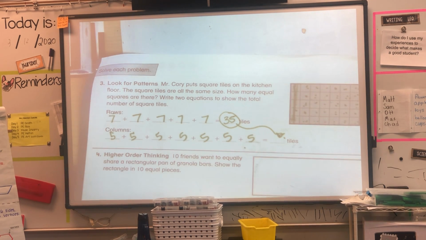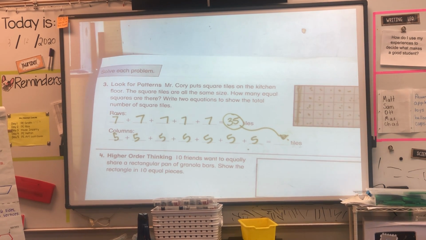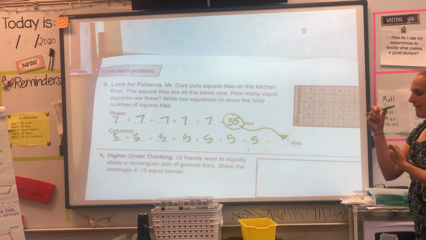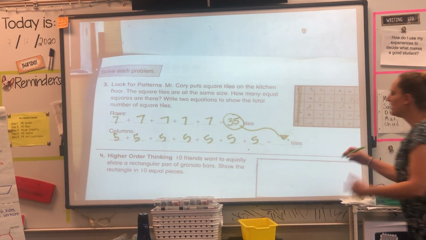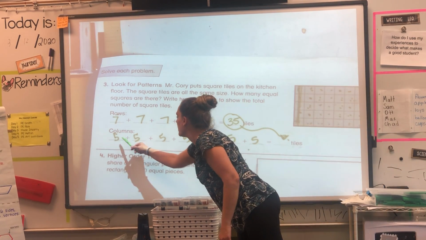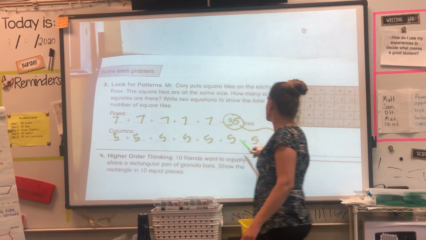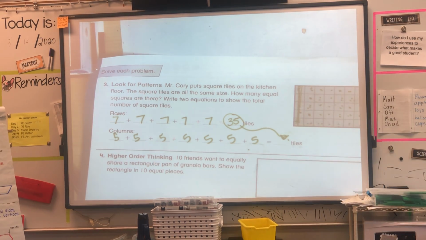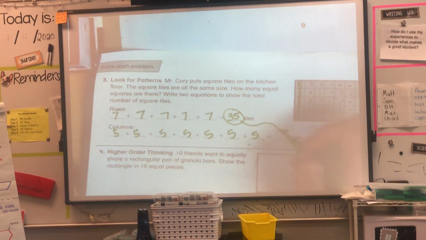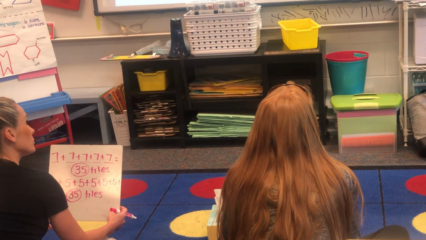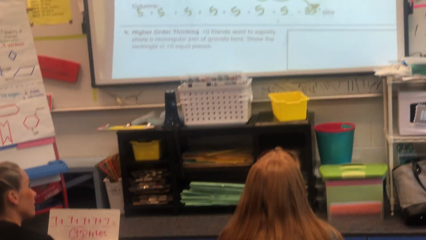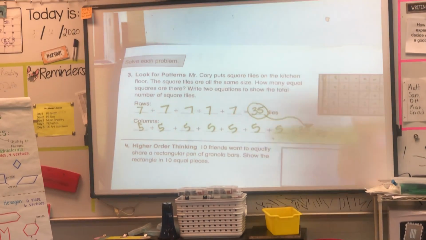Now, we can count by fives. Ready? 5, 10, 15, 20, 25, 30, 35. Because I am counting 5, 1, 2, 3, 4, 5, 6, 7 times. I am counting 5, 7 times. So, therefore, I'm going to go 5, 10, 15, 20, 7 times, okay? So my answer is 35.